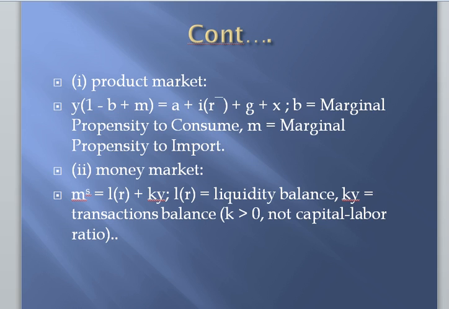And X is the export level. Then G is the government spending. I is the investment, which depends upon the interest rate.